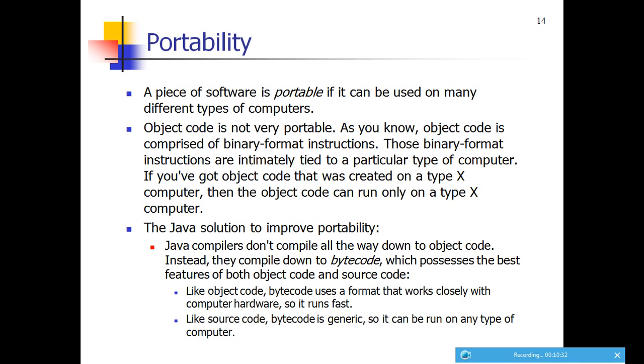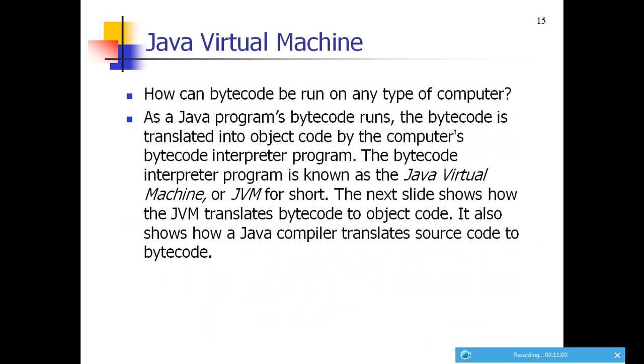Java's solution to improve the portability. The Java compiler does not compile all the way down to the object code. Instead, the compiler compiles down into bytecode, which possesses the best features of both the object code and source code. Like the object code, bytecode uses a format that works closely with the computer hardware. Like the source code, bytecode is generic, so it can be run on any type of computer.